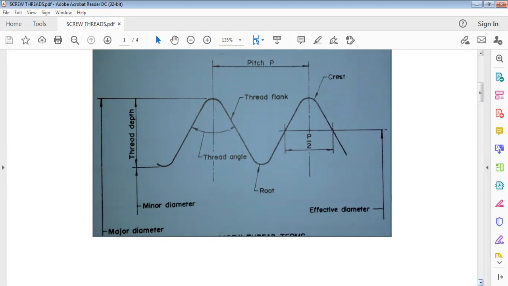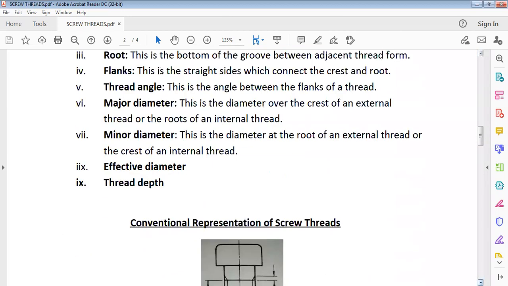And also we have flanks. Flanks, as you can see there, are the straight sides which connect the crest and the root together.